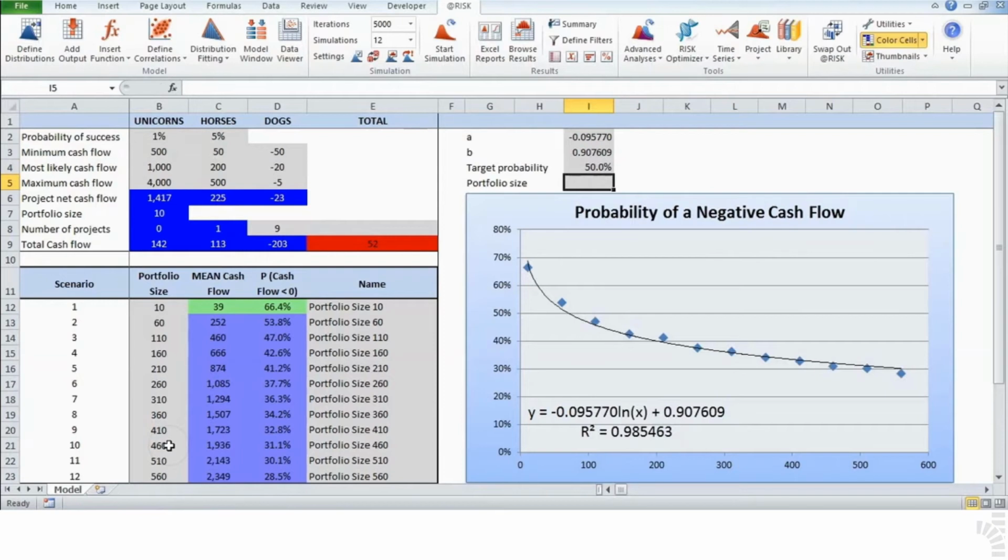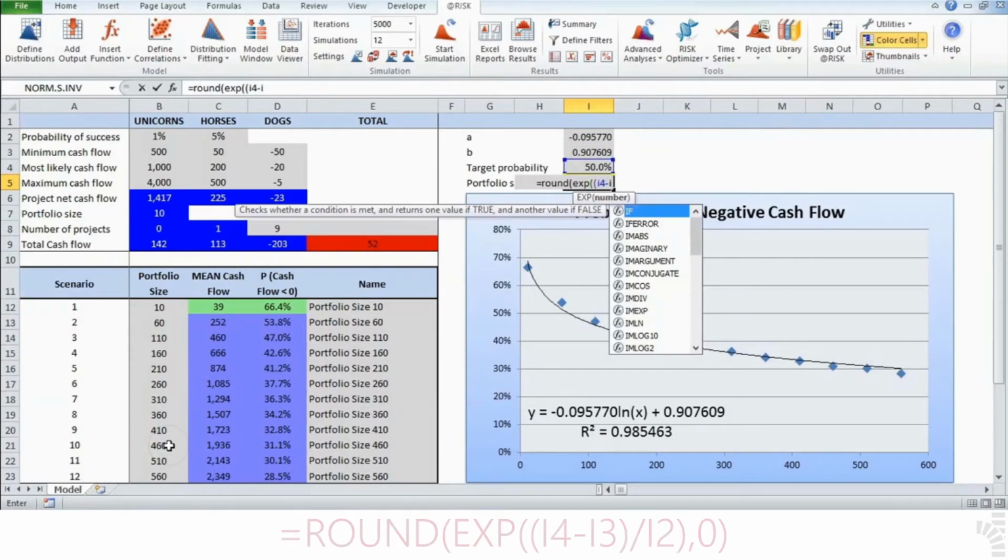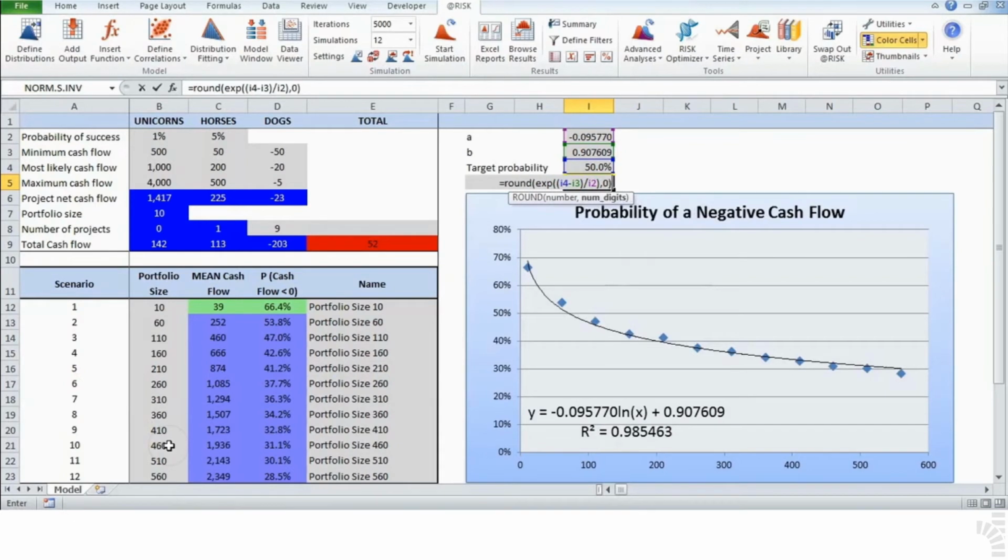63. On cell I5 write the following function: equals ROUND(EXP((I4 minus I3) divided by I2), 0). This function solves for x given a certain probability shown on the y-axis. The EXP subfunction calculates the value of e to the power of x, where x equals (I4 minus I3) divided by I2. The rounded answer is 71 projects.